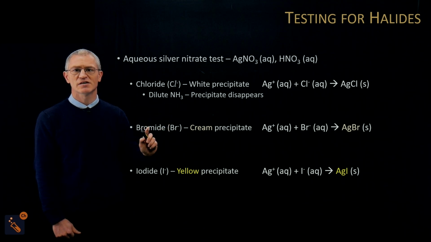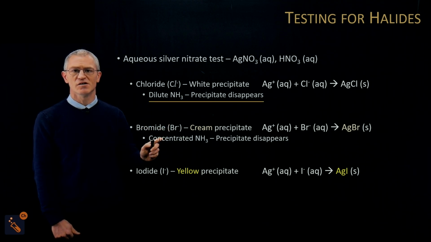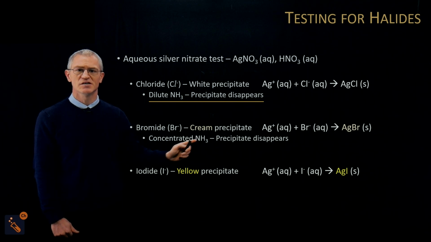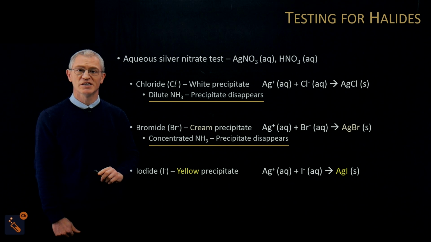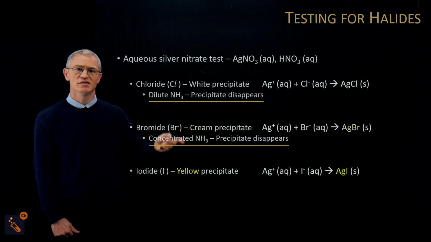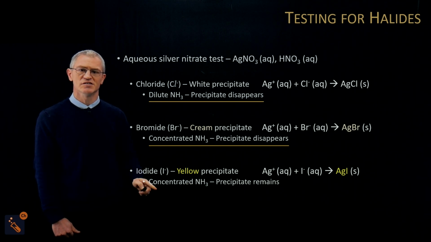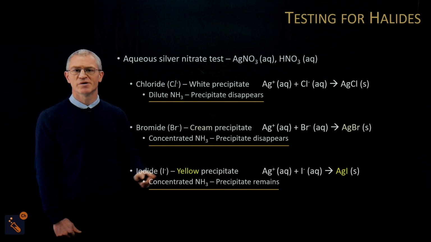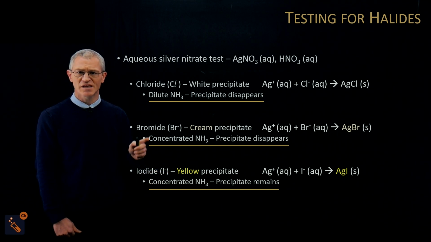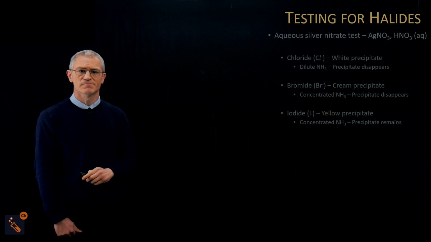Okay. If I then go up to concentrated ammonia, the precipitate will disappear when it's bromide. So with bromide you need concentrated ammonia to make the precipitate disappear, and with chloride you need dilute ammonia. With iodide you add concentrated ammonia and the precipitate will remain, it won't disappear at all. That means you can tell the difference between the bromide and the iodide quite easily, and the difference between the chloride and the bromide quite easily. I'm going to show you what this looks like in a video next.